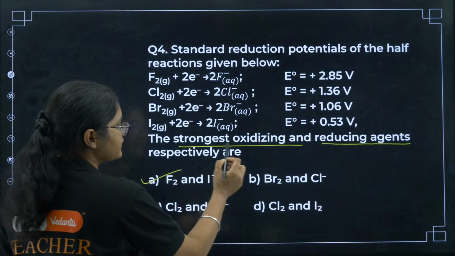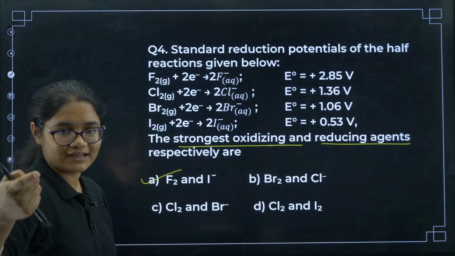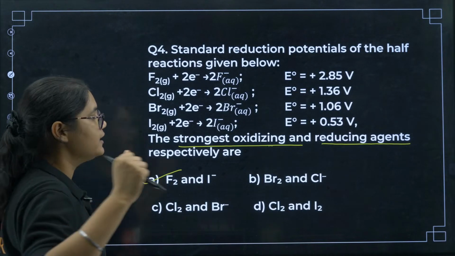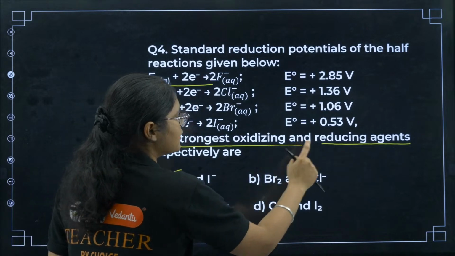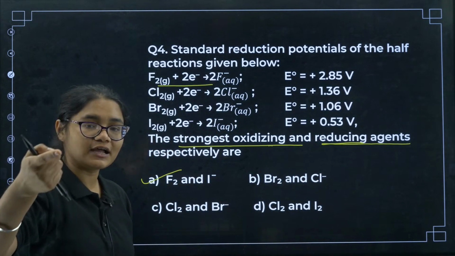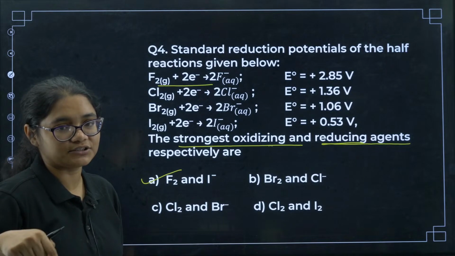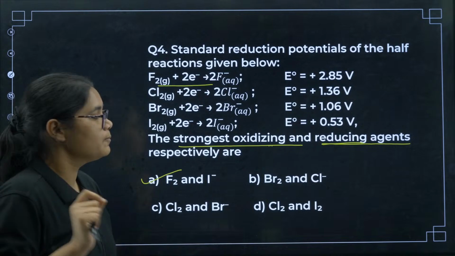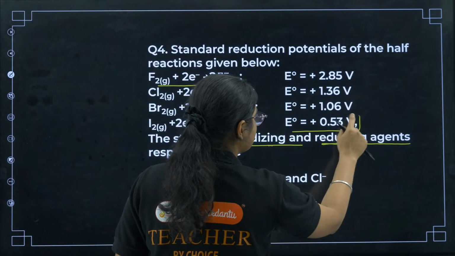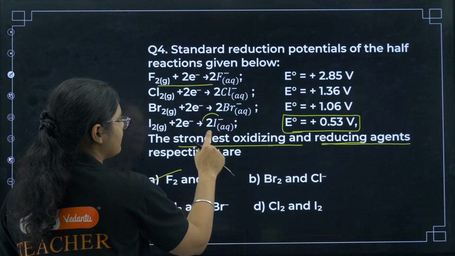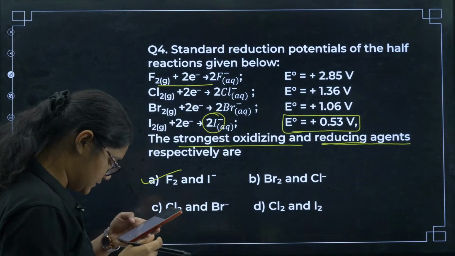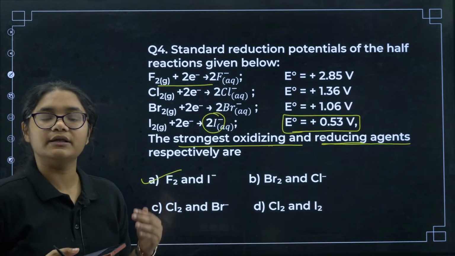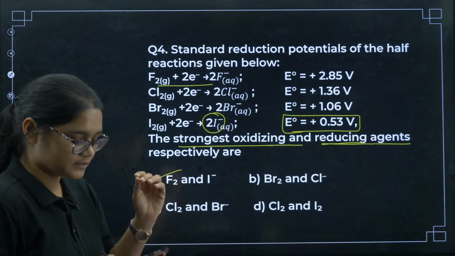So see, strongest oxidizing agent means it will oxidize others. Itself it will undergo reduction. So reduction potential should be very high. So that is your fluorine. Now strongest reducing agent means reduce others, itself it will undergo oxidation. So if oxidation potential should be high, that means reduction potential should be low. So here if you see, this element is having the least reduction potential, so I minus will be the correct answer. Yes Vishal, during the MCQ series we have included the HOTS questions as well.